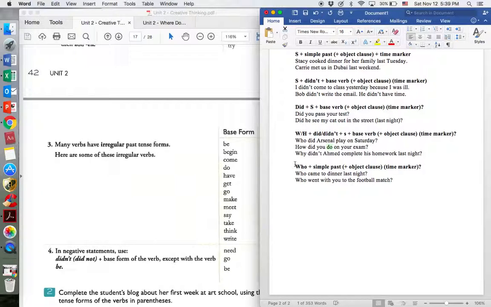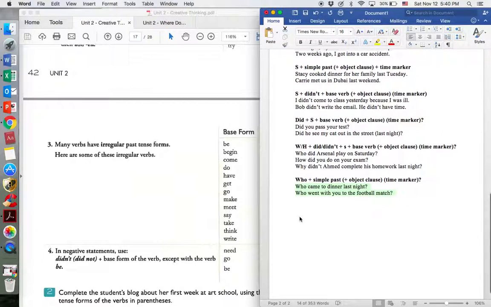Same thing. And finally, who plus simple past plus object clause, optional time marker. Who came to the dinner last night and who went with you to the football match? Okay, this is kind of a special case where we're going to use the simple past with the WH. Now we don't always use it with the WH like this. Here we have did with the base verb. Here we're having the simple past with no did verb, and that's because we're looking for a name of somebody. This is again, special case.